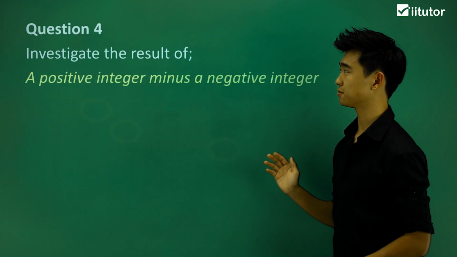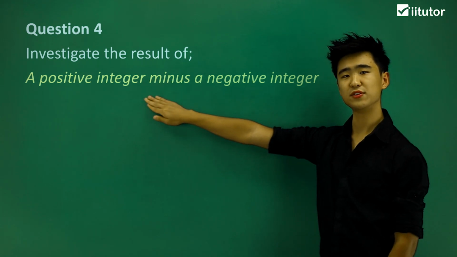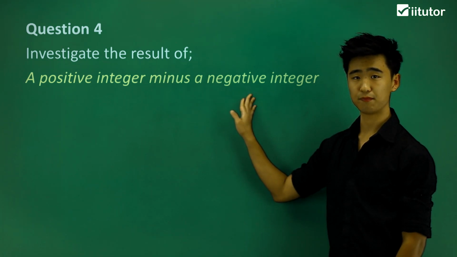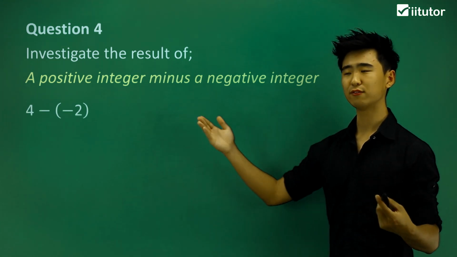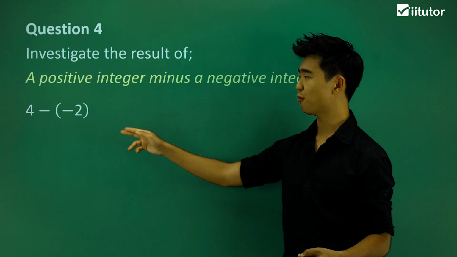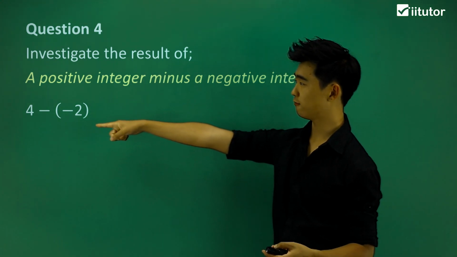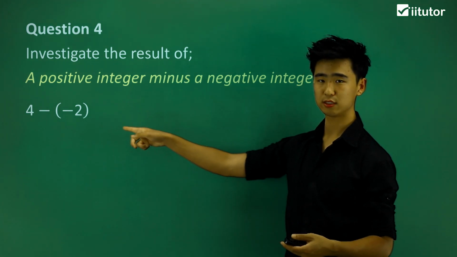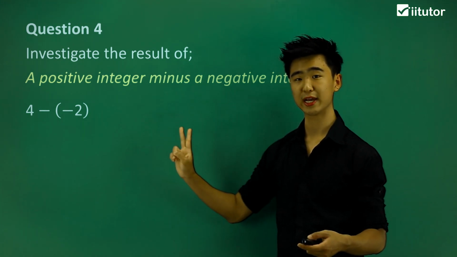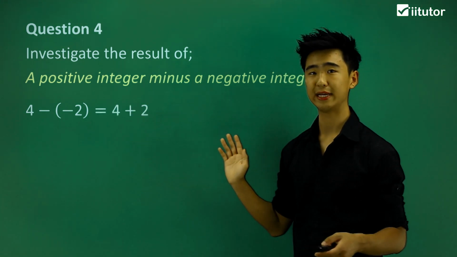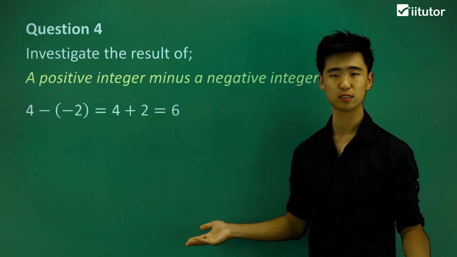Let's move on. Looking at this one, investigate the result of a positive integer minus a negative integer. Now there's a little trick that we see from this situation. If we have a look at this example, 4 minus negative 2. What we are doing is positive integer 4 minus negative integer 2. We have two negatives together, meaning it will just change to 4 plus 2. If we add this together, we get a positive 6.